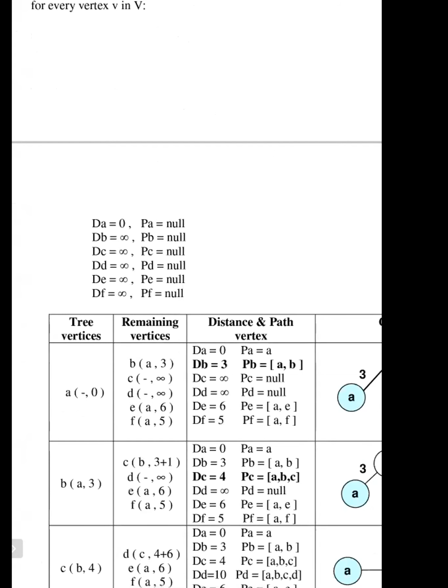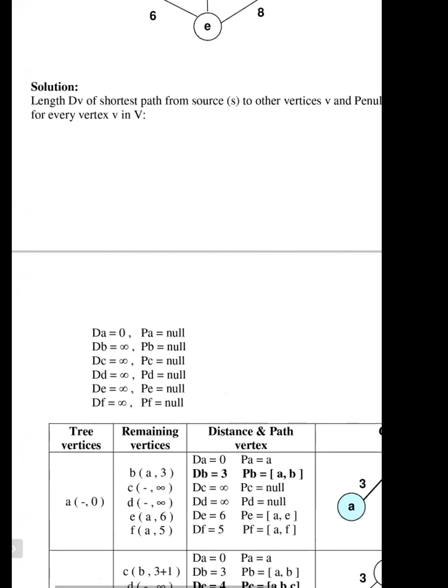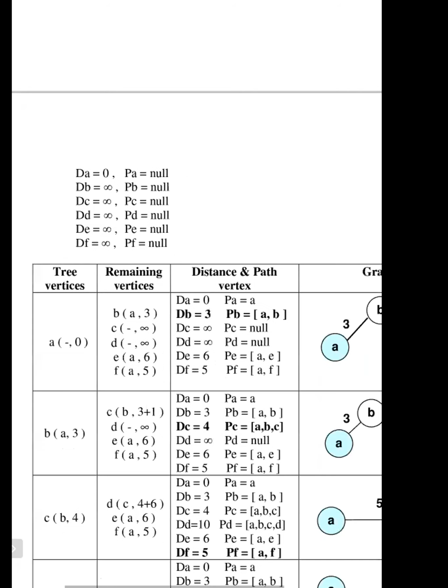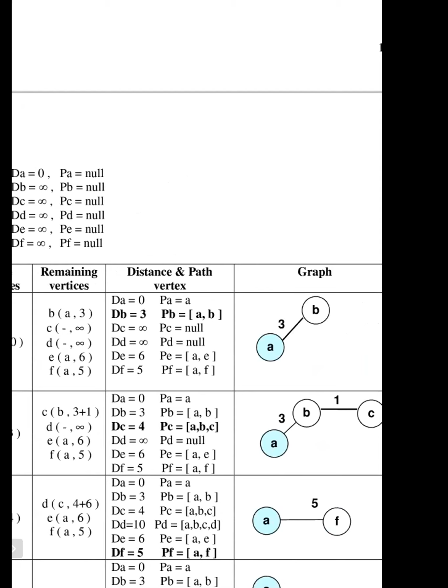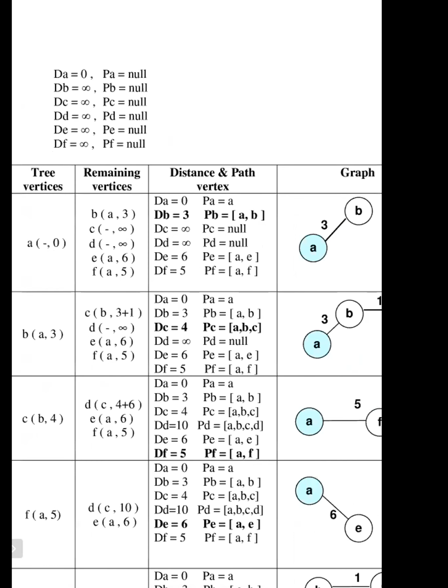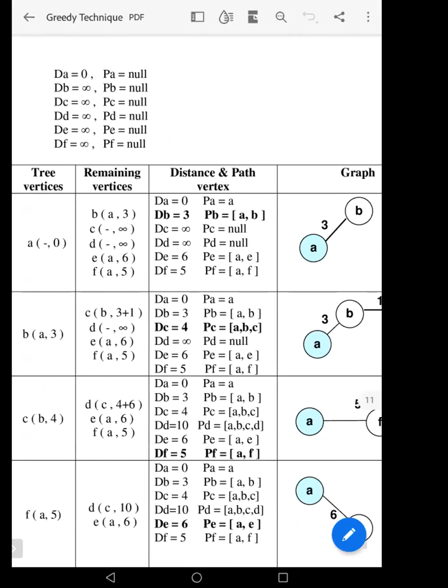Now about the path. Initially PA is null, but when we start with vertex A, PA is equal to A, and PB is equal to A, B because we have considered the edge AB. PC is null, PD is null because C and D are not adjacent to A. PE is equal to A, E and PF is equal to A, F because E and F are directly connected with A.